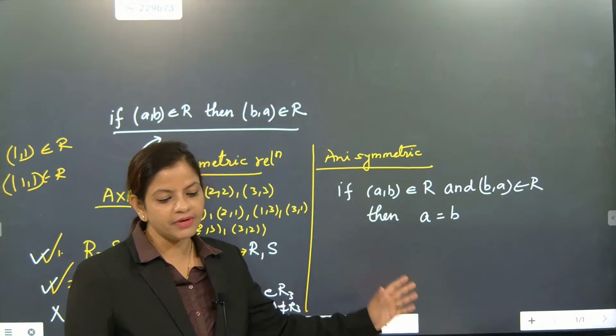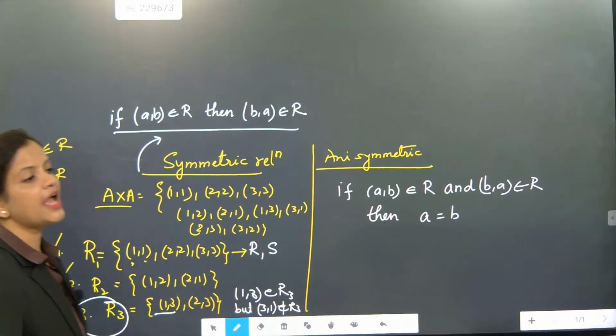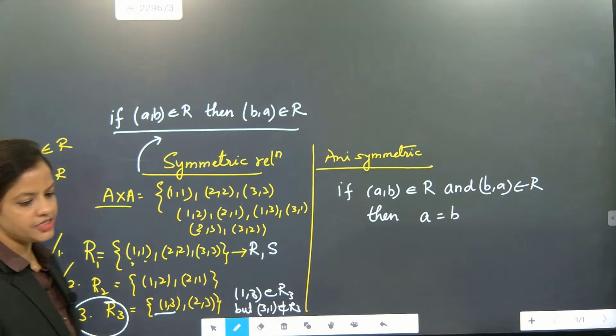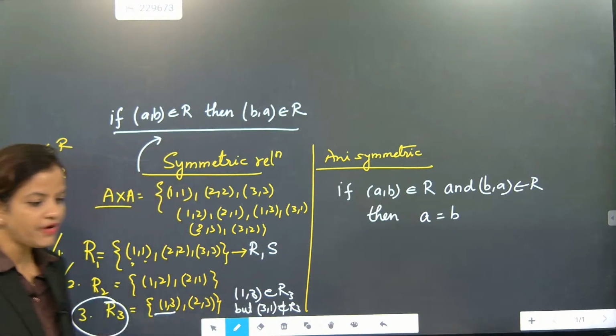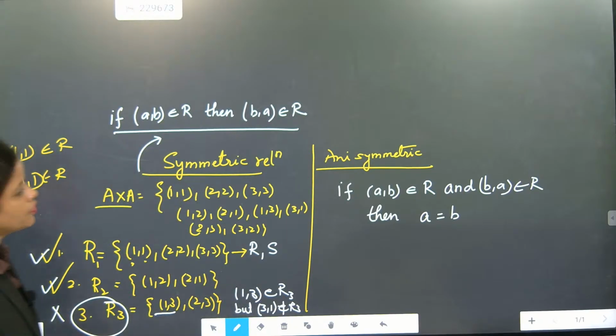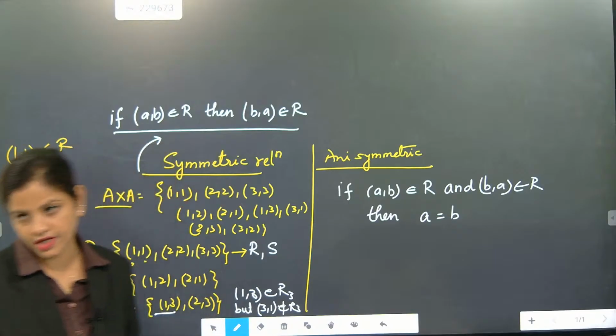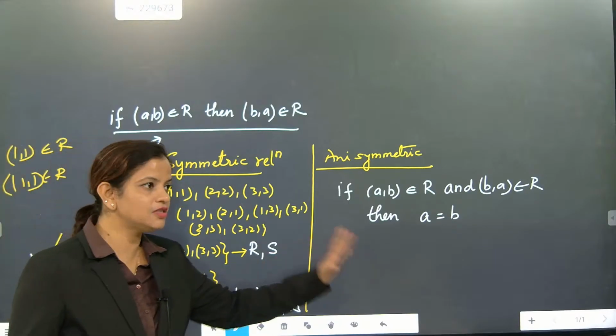This is antisymmetric relation. That is what it is called. Did you understand, beta? What is the meaning of antisymmetric relation? This video is going to be very important for everybody. Anytime you see this, you'll get the entire idea.